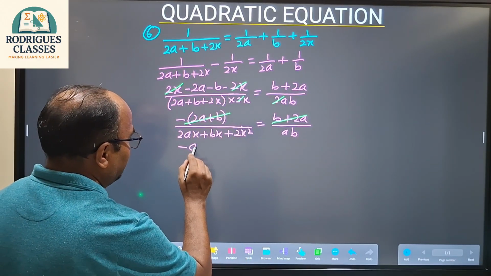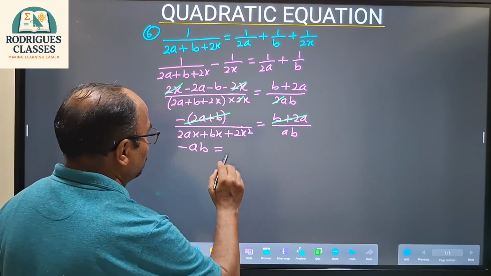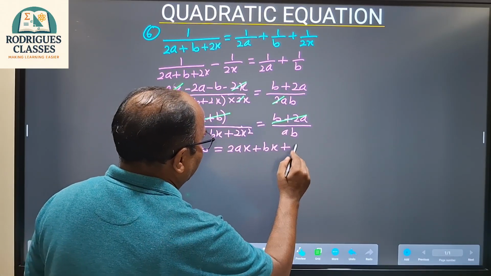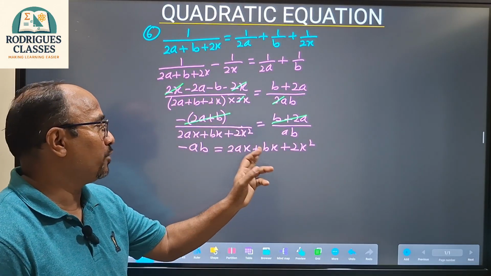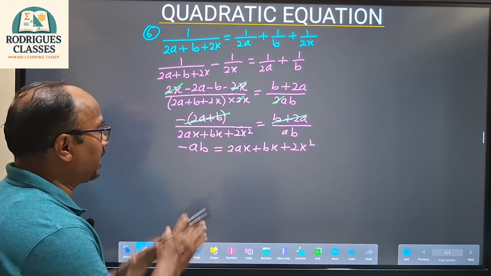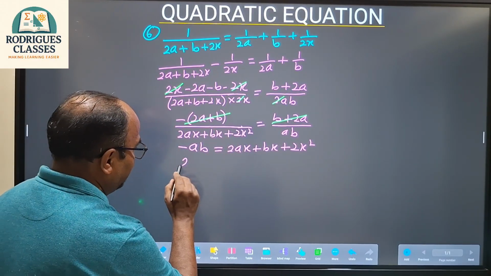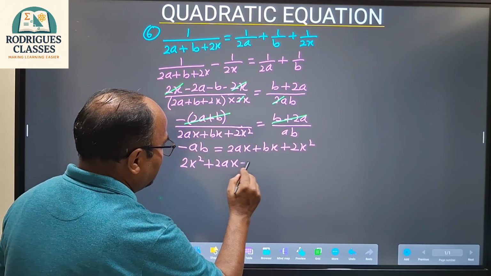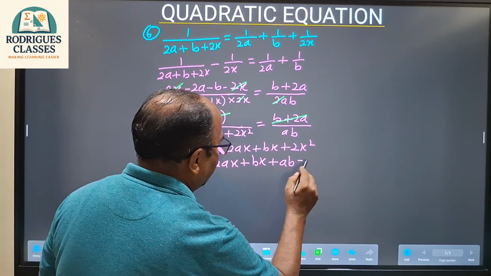I cross multiply. I get minus ab. This will go and multiply. Everything is cancelled. So 1 is there. So 2ax plus bx plus 2x square. So I am having it in a quadratic format because x square is there, x term is there, without x constant term is there. Let us rearrange and write. I am taking minus ab that side, but I will be writing everyone on the LHS side. So I write 2x square first. Beside it, I write 2ax plus bx and minus ab going to the other side becomes plus ab equals to 0.